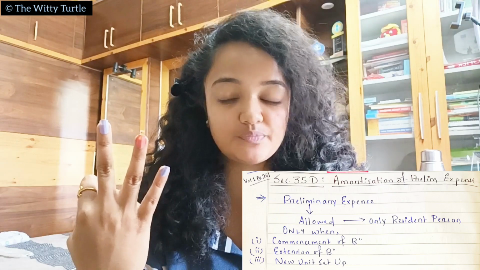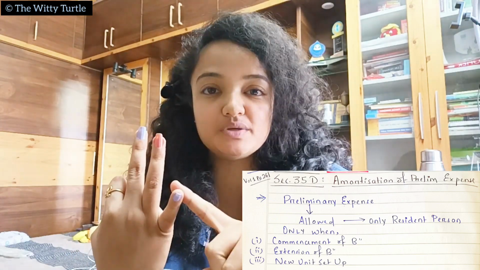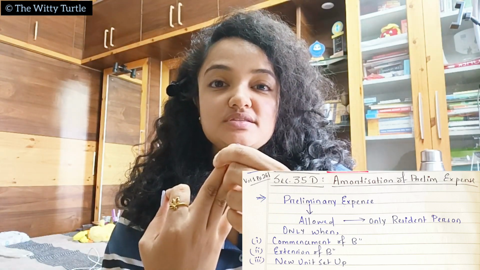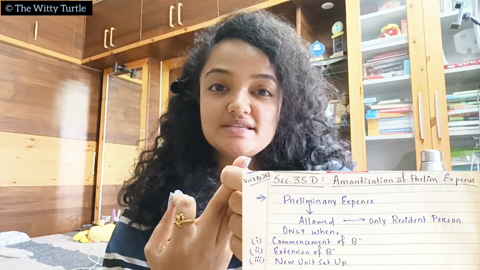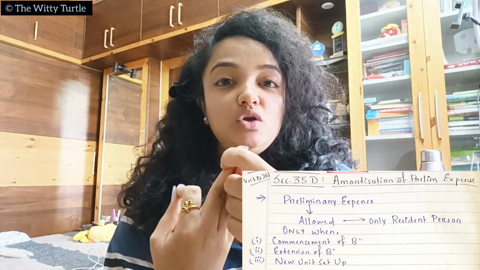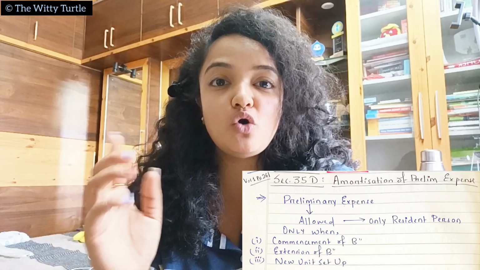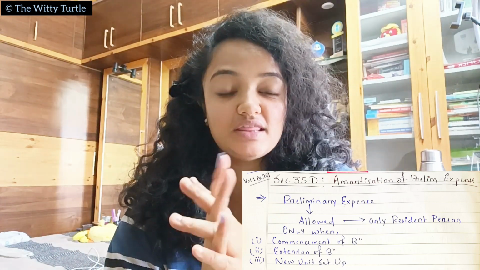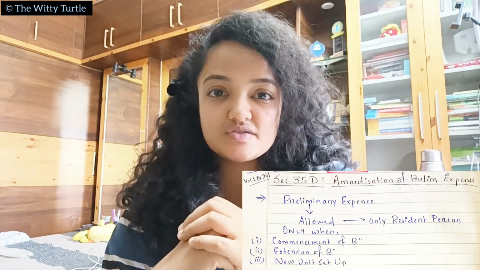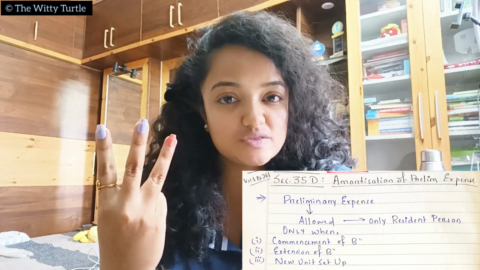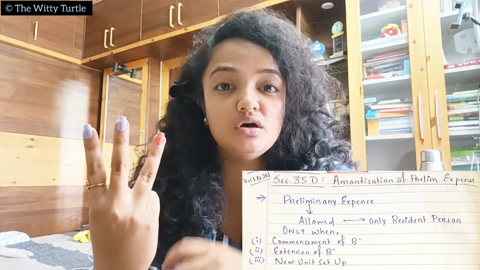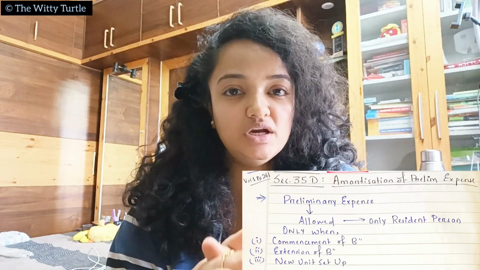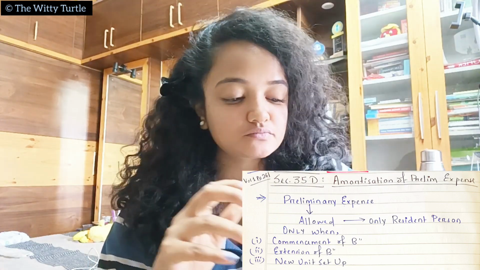So there are three things. The first is before commencement of the business. And the next two says if your business is already commenced or if you have an existing business, then in that case, if you are doing any kind of extension of your business or if you are trying to set up a new unit, right? Then in that case also this preliminary expenses will be allowed. Three cases: before commencement of the business, second is your extension of your existing business, and third is setting up of a new unit in your existing business, right?